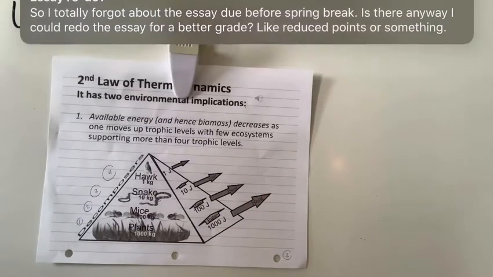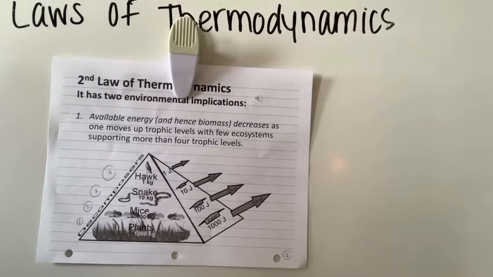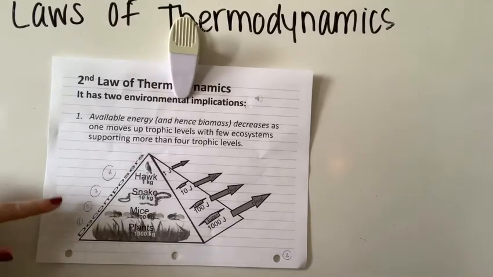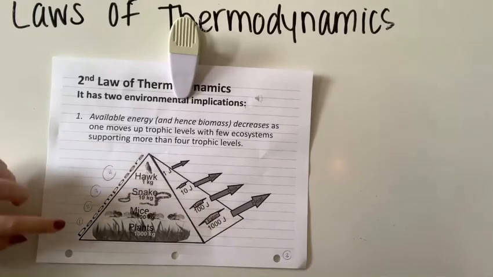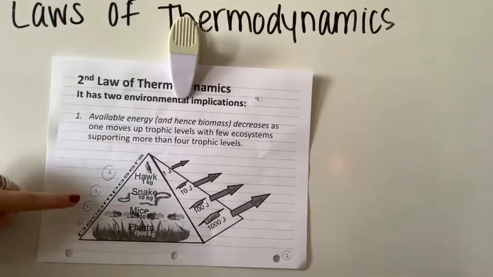It states here that available energy, and hence biomass, which is just the total mass of organisms in a given area or volume, will decrease as one moves up the trophic levels, with few ecosystems supporting more than 4 trophic levels. We'll see here, remember that our trophic levels increase as you go up the pyramid. So there's your first, second, third, and fourth.